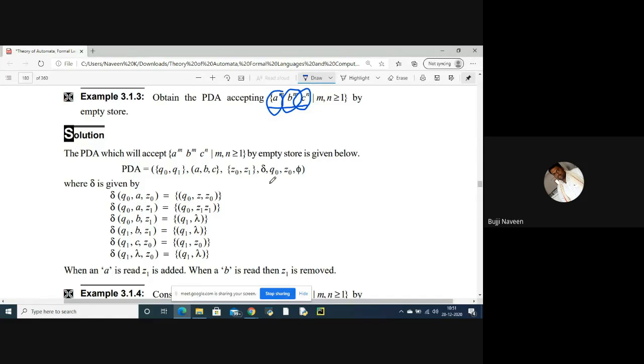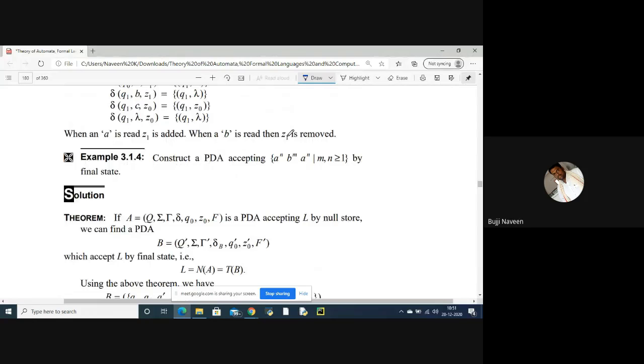Here also the language L is equal to a^n b^m a^n. So we need to push A's. If B comes, we don't do any operation because we don't have any condition. Then we need to pop the A values after that.